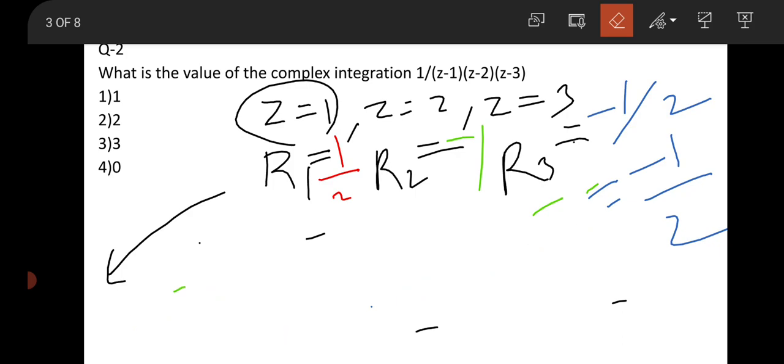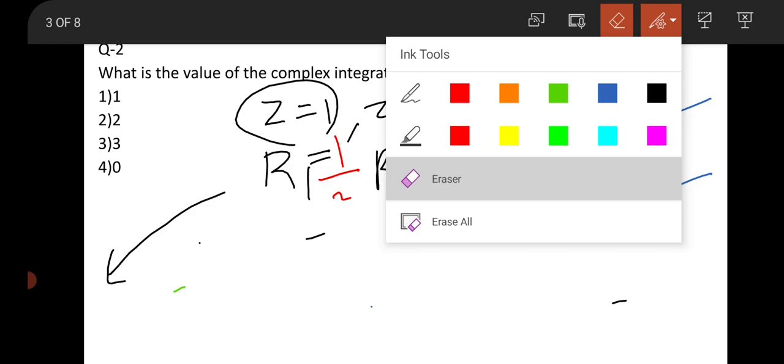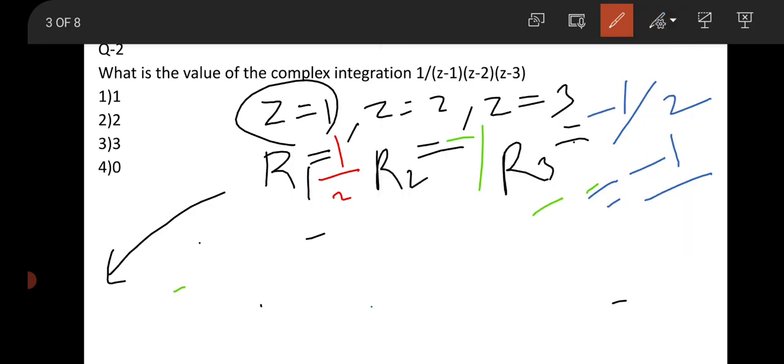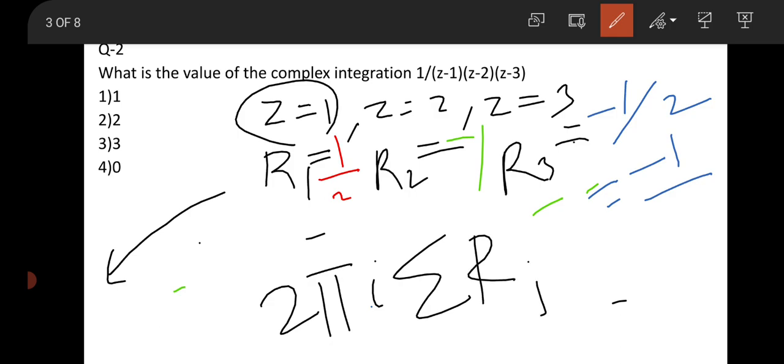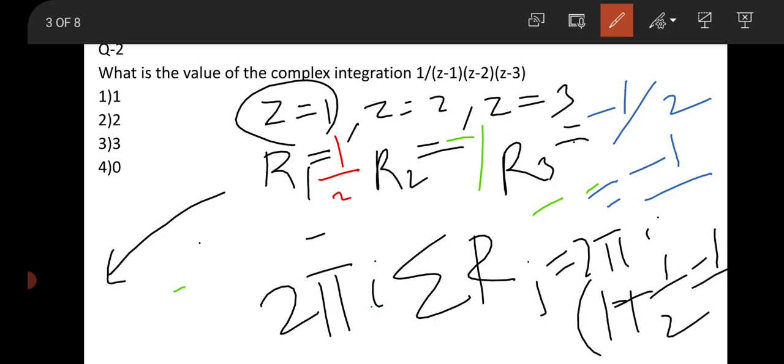Now we will apply the residue theorem. As per the residue theorem, the total integral value of this function will be 2 pi i times the summation of rj, or 2 pi i times the sum of 1 plus 1 by 2 minus 1 by 2. Hmm, actually the sum of the residues is 0. So the answer to the given complex integration will be 0. Option 4 is the correct answer. Now move to the next question.